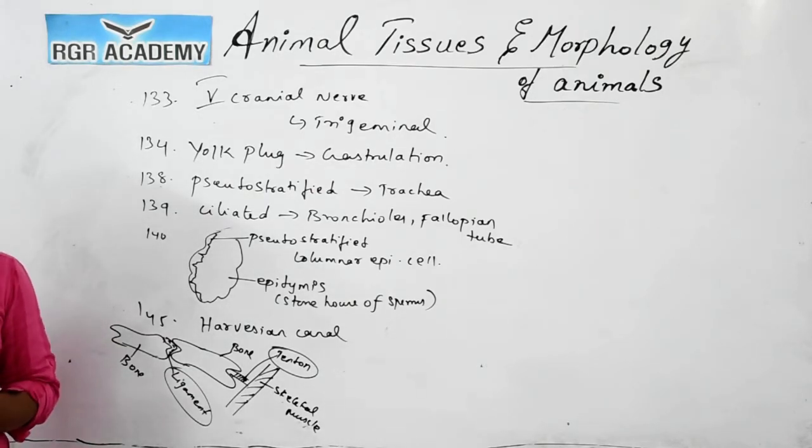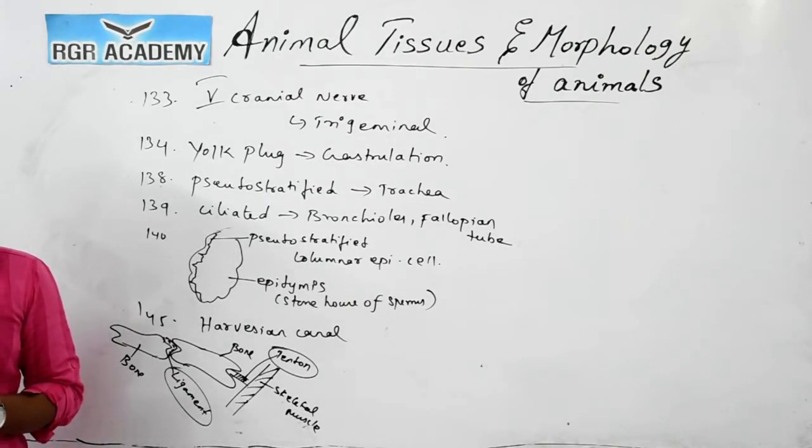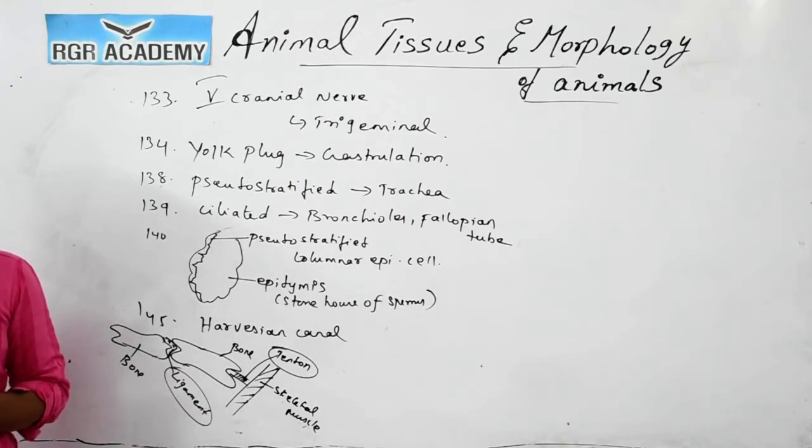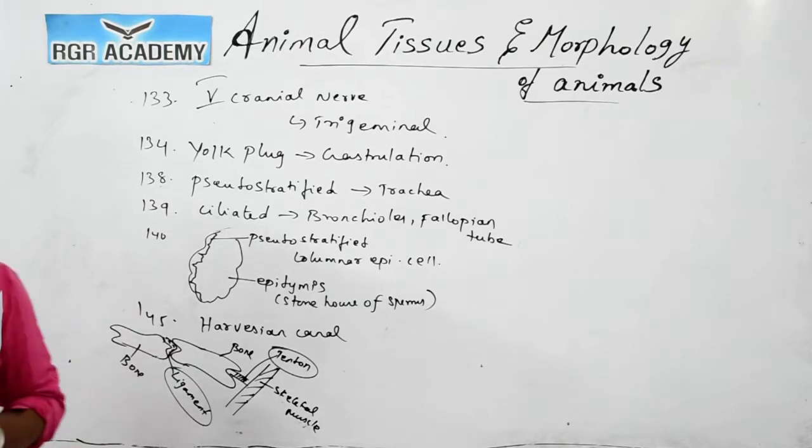Question number 150. The outer covering of cartilage is called the perichondrium. So, option 4 is the correct answer, because the perichondrium is a dense layer of fibrous connective tissue that covers the surface of cartilage. Question 151. Which cartilage is present at the joints of the long bones? Hyaline is the cartilage.